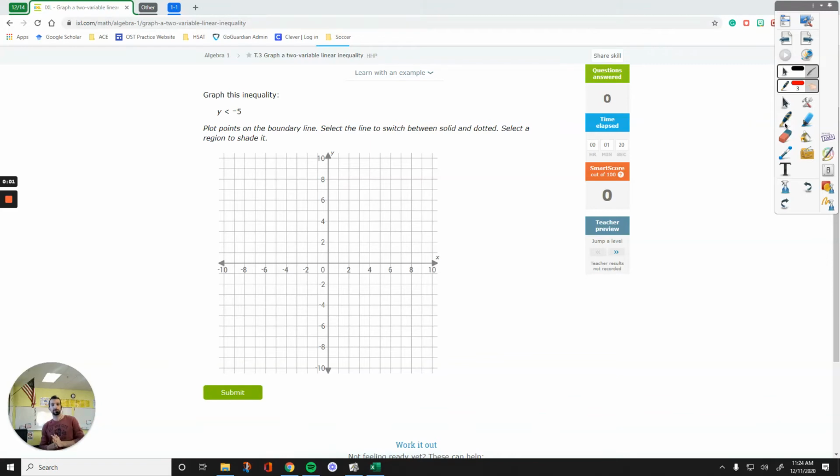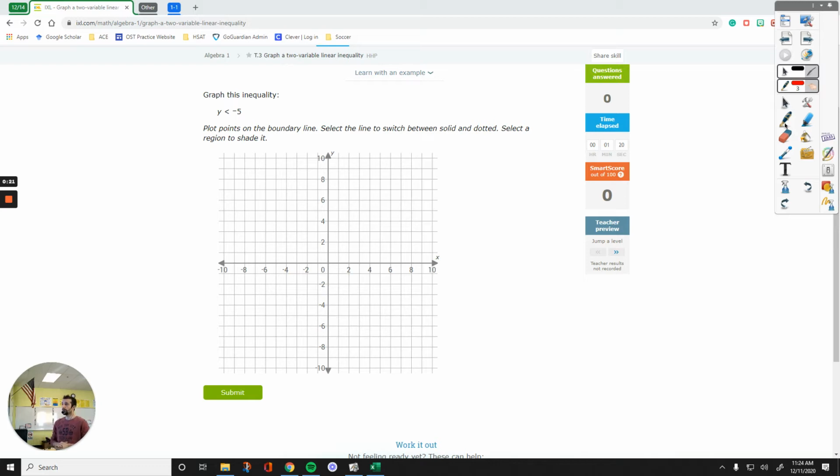Hello everyone, in this video we are going to talk about graphing two variable inequality on the coordinate plane. So we are working on IXL T.3, Graph a two variable linear inequality. Even though it says two variable, in the first question we have only one variable. So let's start with the easier question.